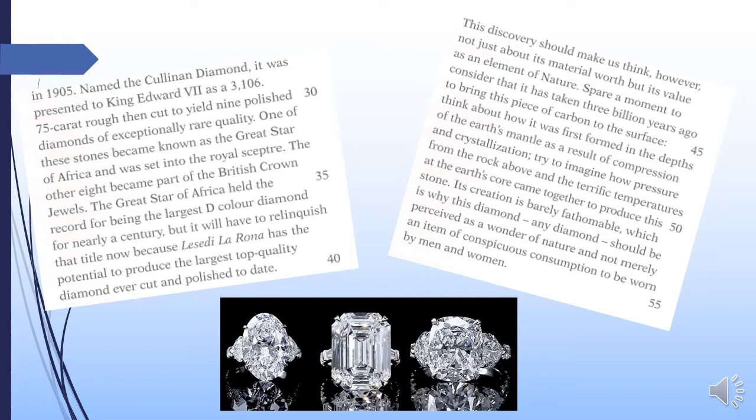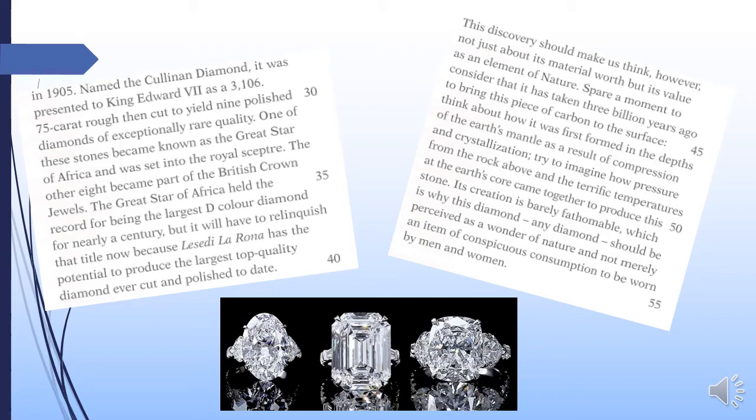3,106.75 carat rough, then cut to yield 9 polished diamonds of exceptionally rare quality. One of these stones became known as the Great Star of Africa and was set into the royal scepter. The other 8 became part of the British crown jewels. The Great Star of Africa held the record of being the largest D-colored diamond for nearly a century, but it will have to relinquish that title now because Lesedi La Rona has the potential to produce the largest top quality diamond ever cut and polished to date.